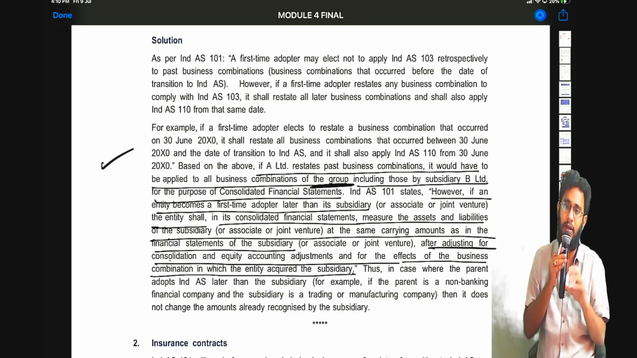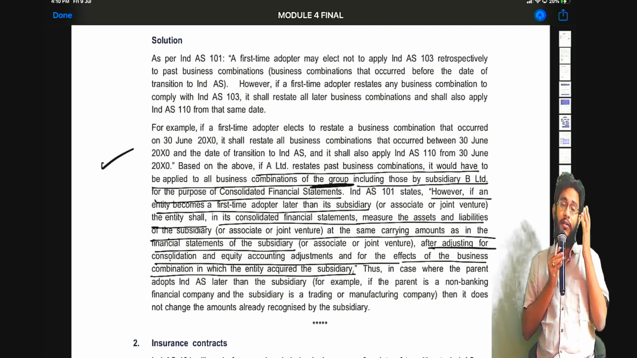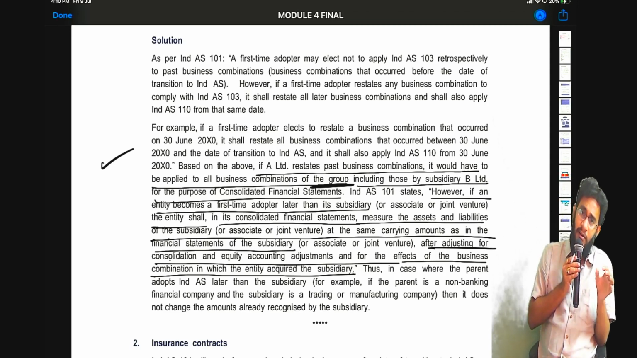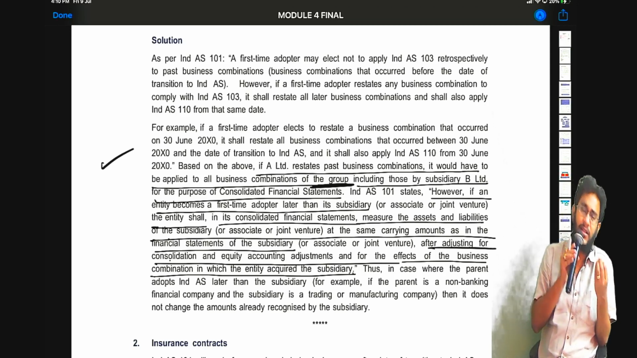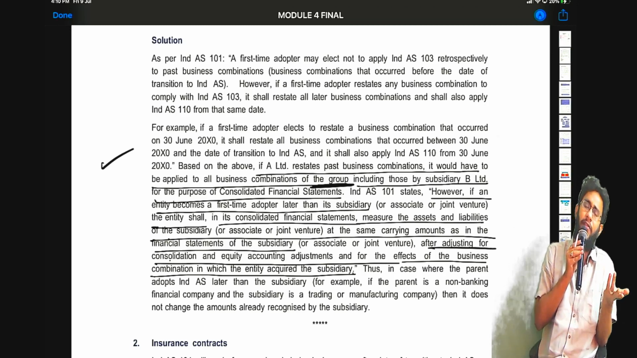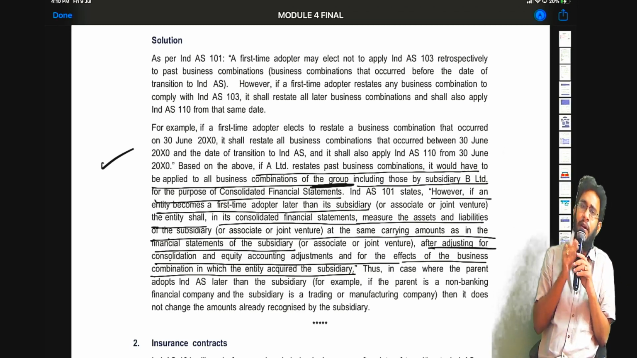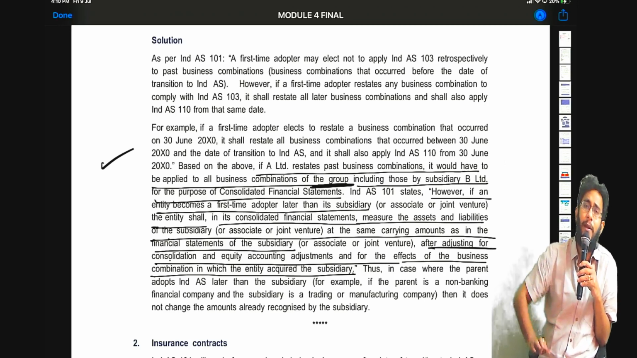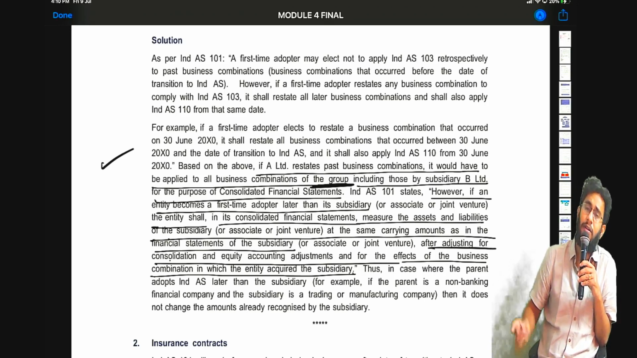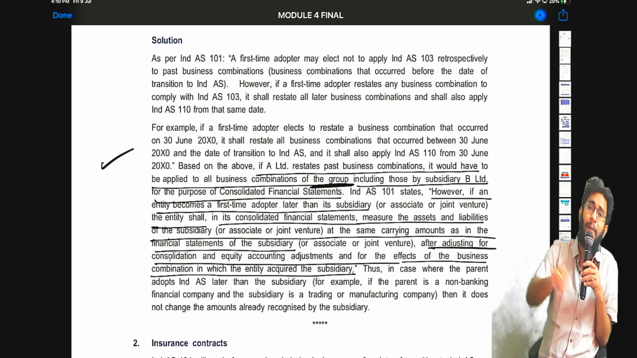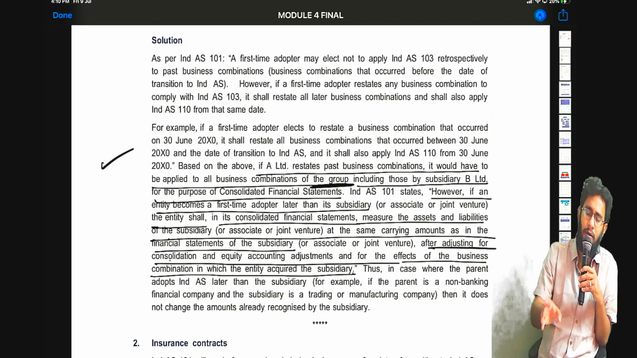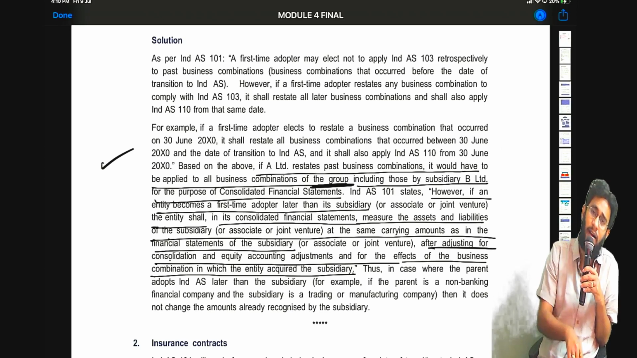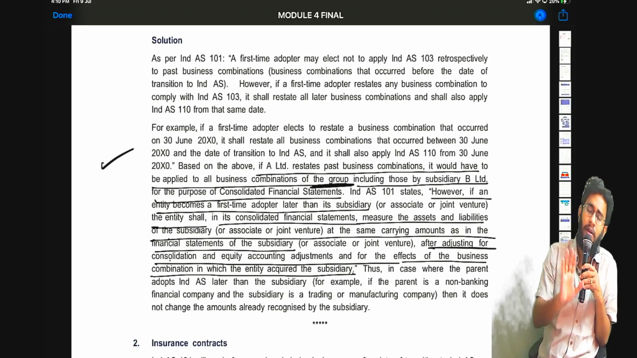That means, in simple words, the subsidiary started applying Ind AS first. Imagine they have taken the exemption, so they never restated any past business combination. Later on, the parent company also started applying Ind AS. Now that the parent company also started applying Ind AS, the parent company will do consolidation as per Ind AS also. In their standalone, A Limited said, all my past I am going to restate. Okay, let them restate.